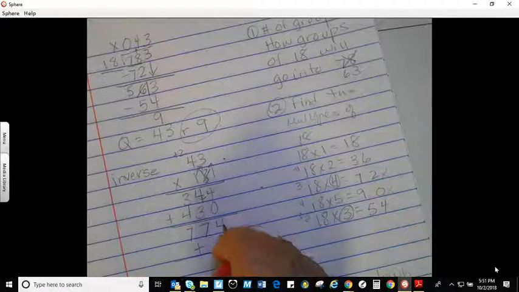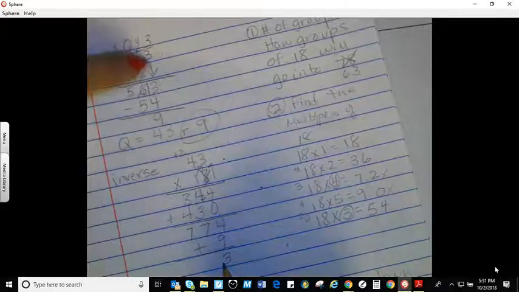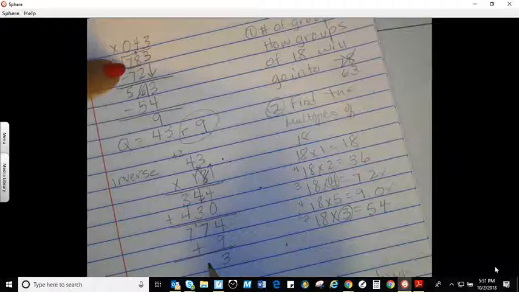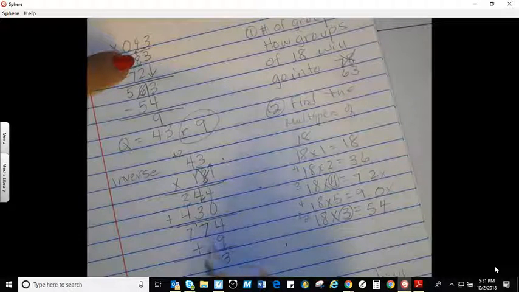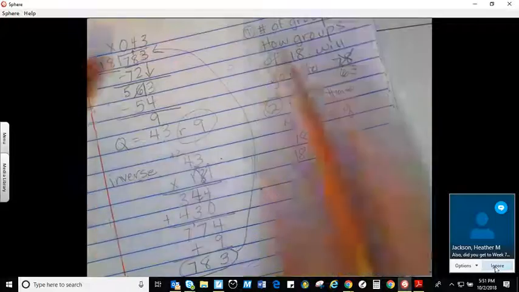9 plus 4 is 13. Does it look like I'm right there on track? Carry my 1. 7 plus 1 is 8. Do I have my 8 there? I do. And I have 7 plus 0 is 7. So does my product match my dividend?